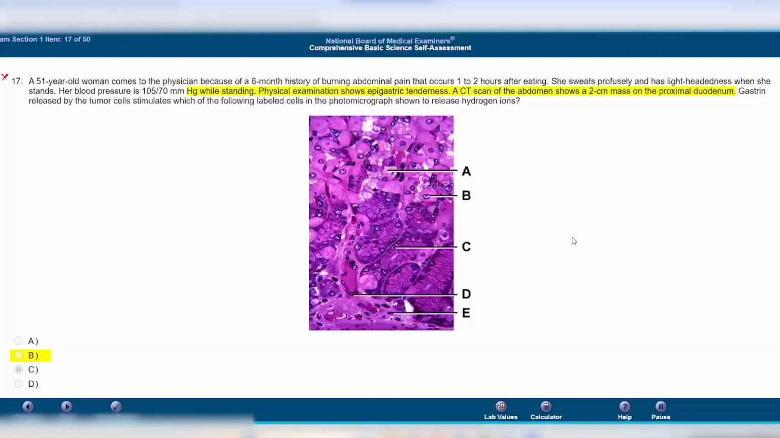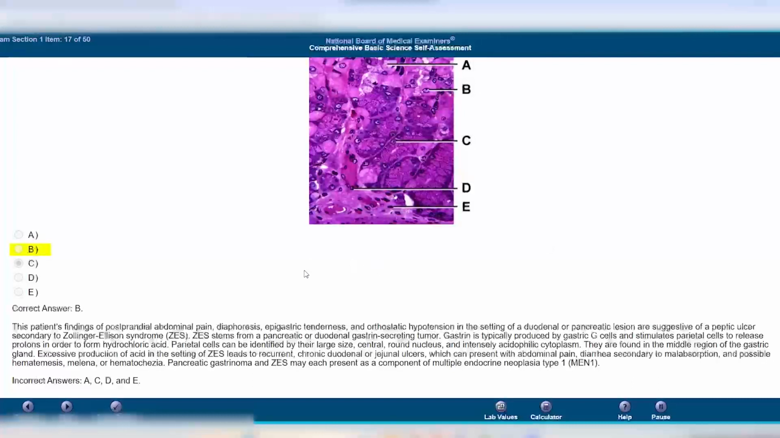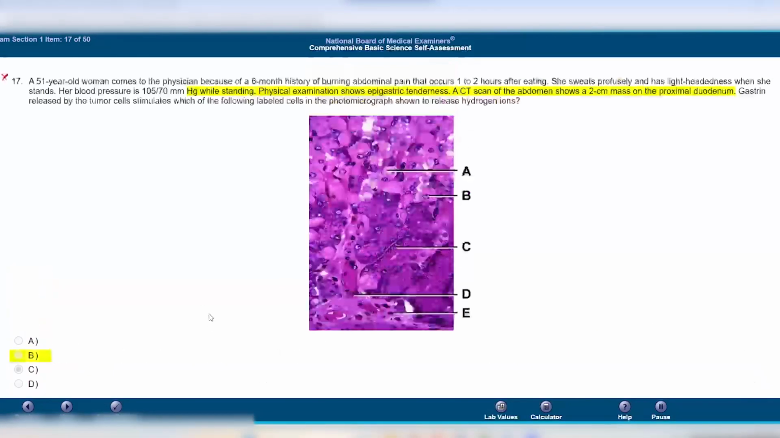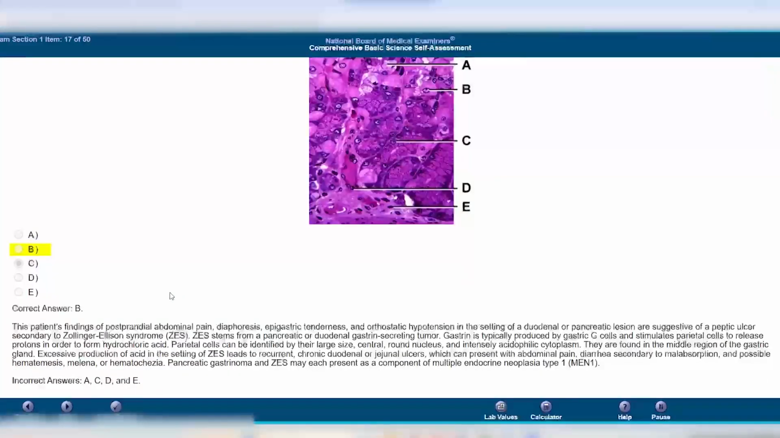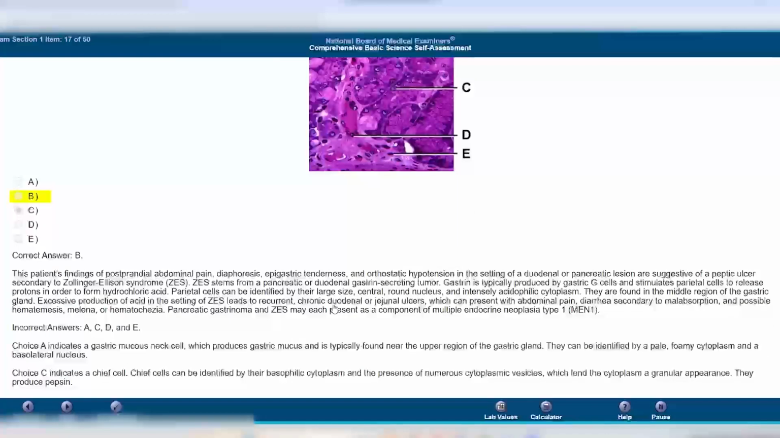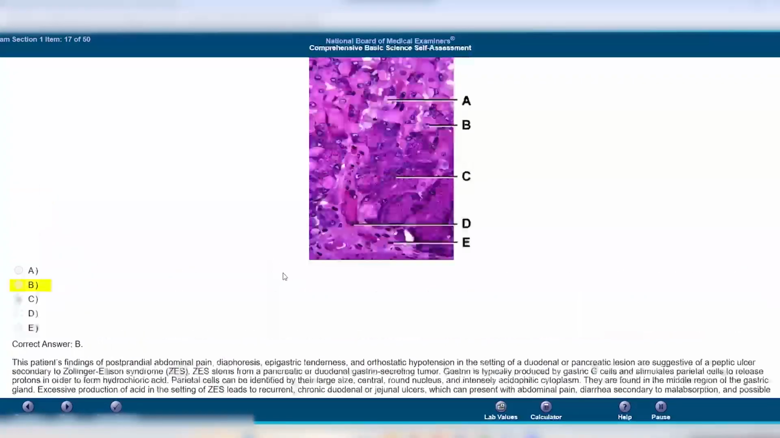Okay. So for this one, I knew that it was going to be a parietal cell that releases hydrogen ions, but I just didn't recognize the histology of it. That's okay. You kind of learn from it, go fast through it. Does it make sense to go faster? It's like, okay, so I got the diagnosis right, right? I'm okay with that. Remember, you got the diagnosis right.